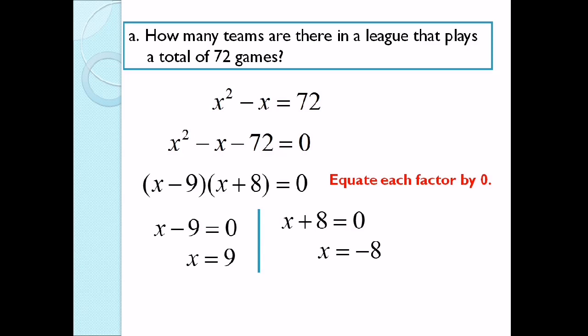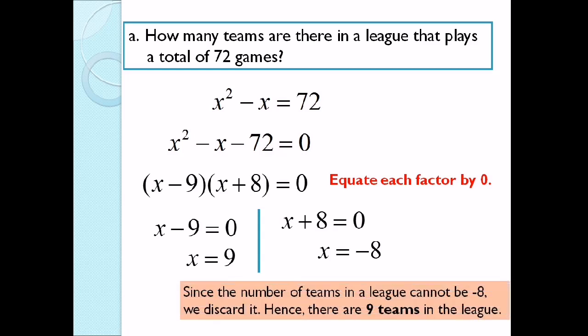So therefore, our final answer is, since the number of teams in the league cannot be negative 8, we discard it. Hence, there are 9 teams in the league because there will be no negative answer. Kaya ang kinuha nating sagot ay yung 9. So, there are 9 teams in the league that plays a total of 72 games.